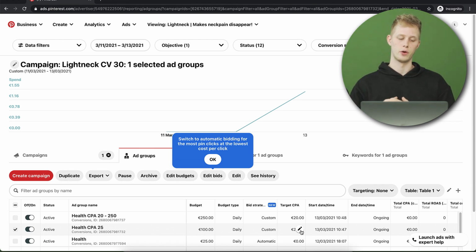So don't think that if you created an ad group like this and it's not spending money that there's something wrong. It simply means that the algorithm doesn't think that they can get sales for your target CPA. And for example, if we would put the target CPA on $1, it's not going to spend any money.